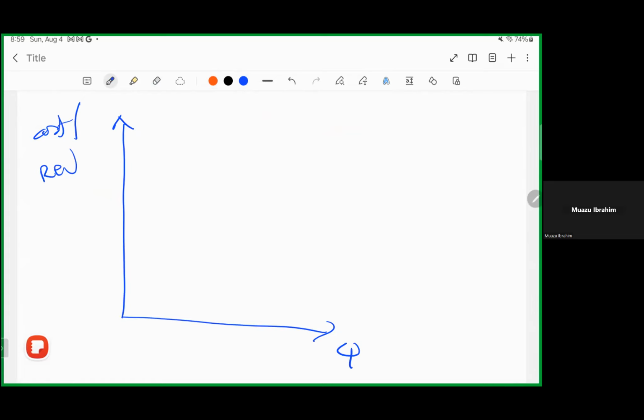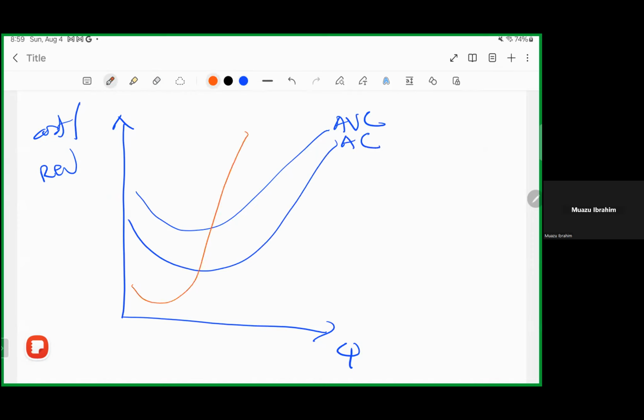Now, if we have this as our average, what is the name? Average variable cost. And we have this as average what? Cost. We have this as marginal what? Cost. We can have this as average what? Fixed cost. When should firms shut down? What is the minimum of what average cost curve?